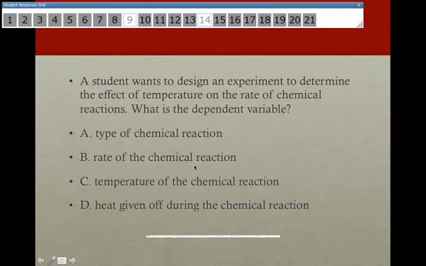Okay, here's your new one. A student wants to design an experiment to determine the effect of temperature on the rate of chemical reaction. What's the dependent variable?